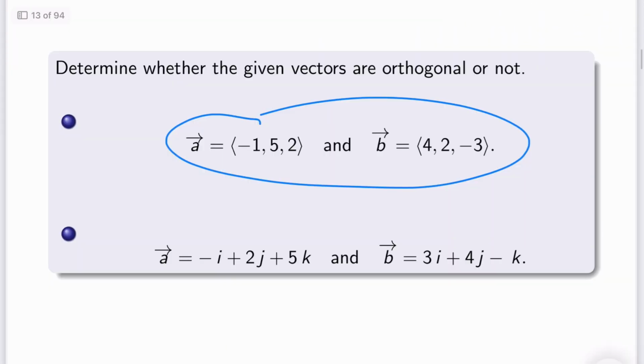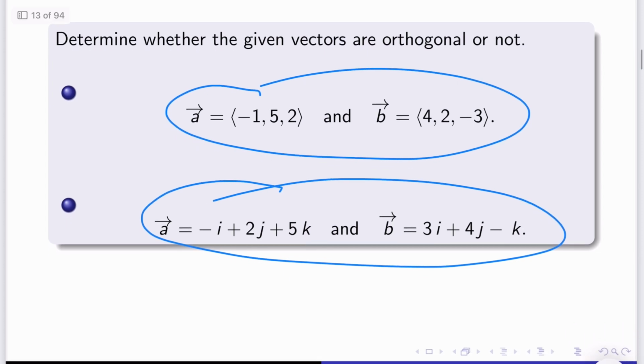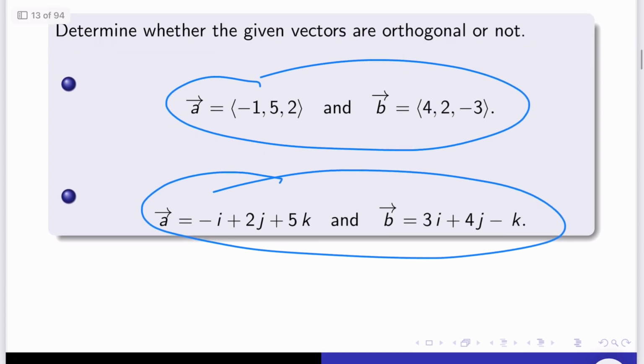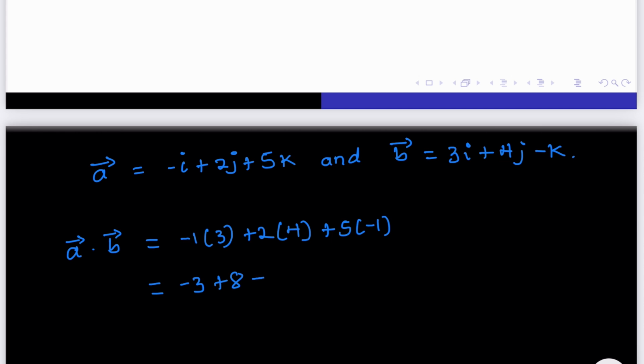With the second example, we are given these two vectors and we have to determine whether they are orthogonal. So now let's find their dot product and see if we are going to get 0. Computing the dot product of a and b gives -1 multiplying 3 plus 2 multiplying 4 plus 5 multiplying -1. So we are going to have -3 plus 8 minus 5, which will give us 0. So in this case also we have these two vectors being orthogonal.